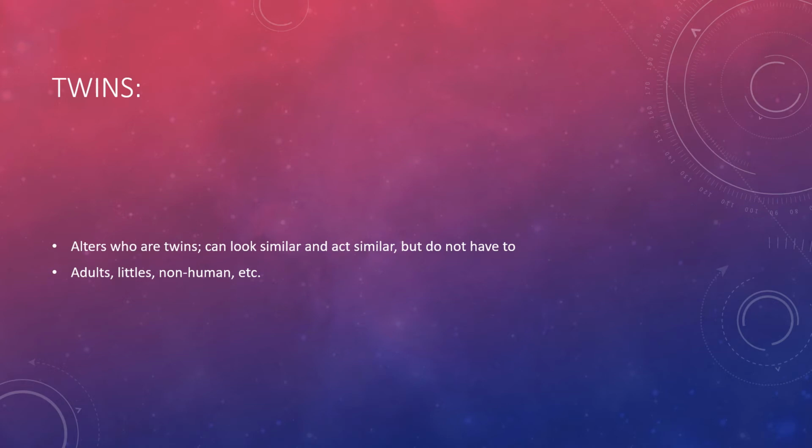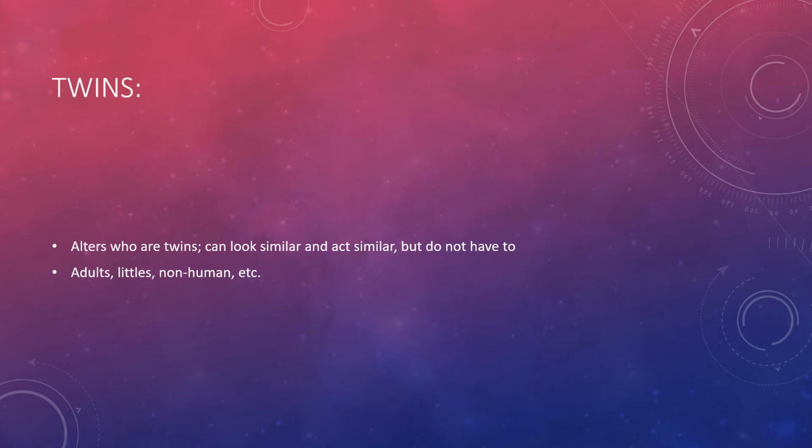Twins. Twins are just the same as the name suggests. Just like twins that are born, they can be identical or look and act nothing alike. They can be, quote, adults, littles, non-human, etc. How twins are formed is, well, not really known.